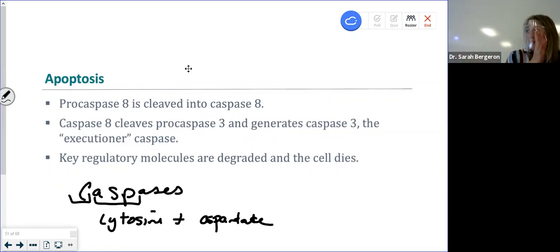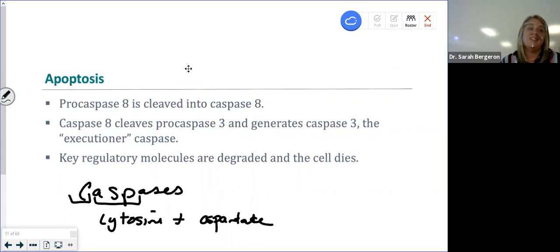So the pro-caspases begin the cleavage, right? They turn into caspases, then they go and cleave other pro-caspases and turn them into caspases. And eventually you get down to caspase 3, which is called the executioner. And this is the one that goes in and really degrades those key proteins that the cell needs to survive. And so when you degrade those, the cell undergoes apoptosis and it's toast.